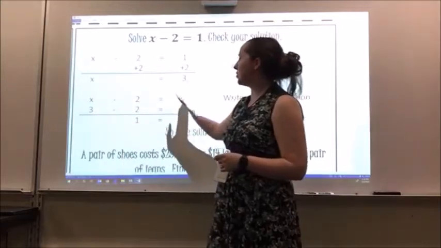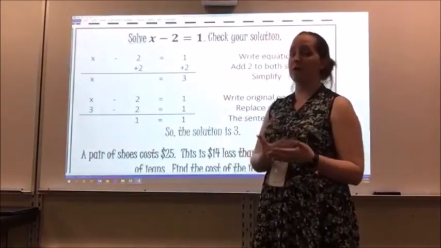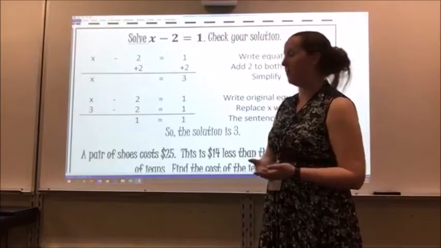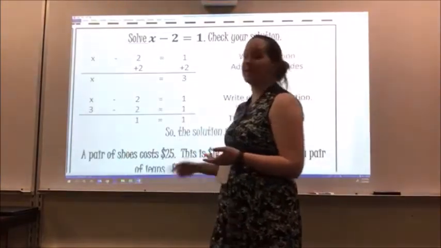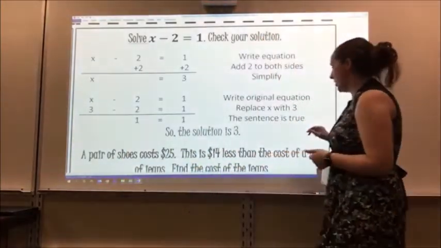So x equals 3. Again, I can substitute that value back in for x, my variable. 3 minus 2 does equal 1. So the solution is 3.